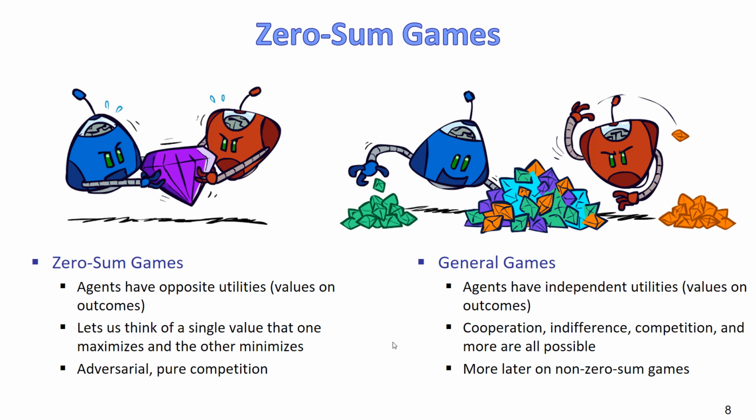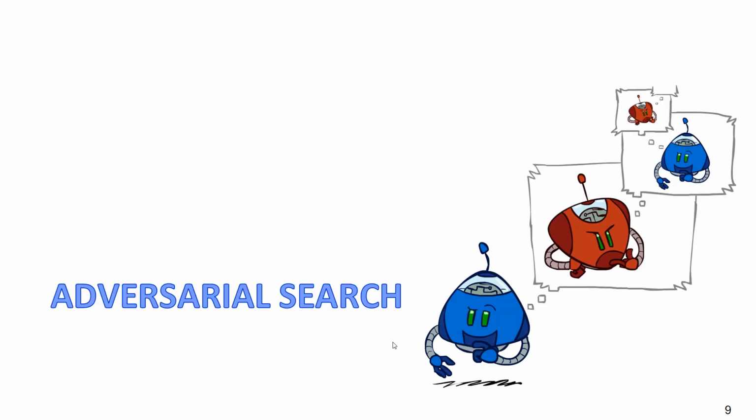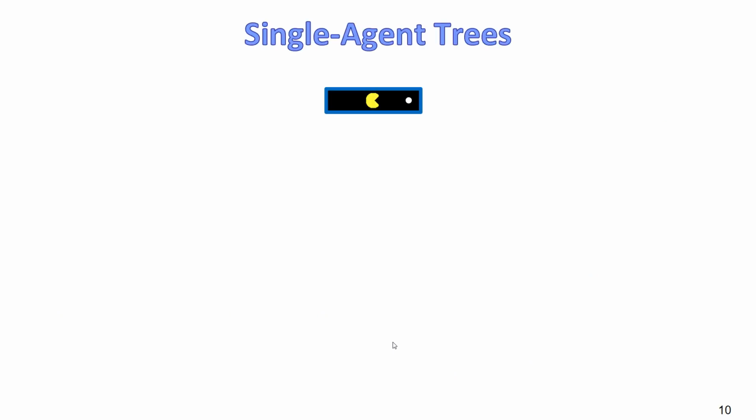And inshallah later in the course we might talk about non-zero sum games, but we'll focus for now on zero sum. So we'll start now talking about what we call adversarial search. We'll start with a very simple example in the beginning. We assume that we just have one player, just a single agent.